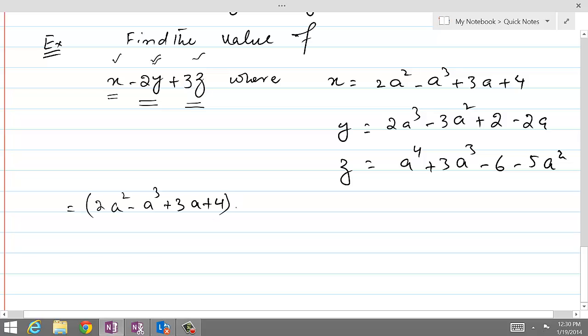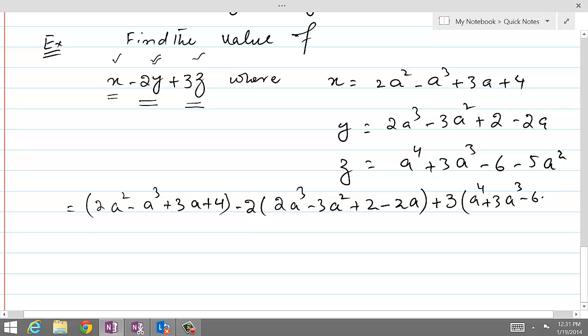And then minus 2 times y. What is the value of y? The value of y is 2a cube minus 3a square plus 2 minus 2a. That was the value of y. And now plus 3, and then the value of z, which is a⁴ plus 3a cube minus 6 minus 5a square. So this was the value of x minus 2y plus 3z. We have only substituted the values of x, y and z in the same expression.